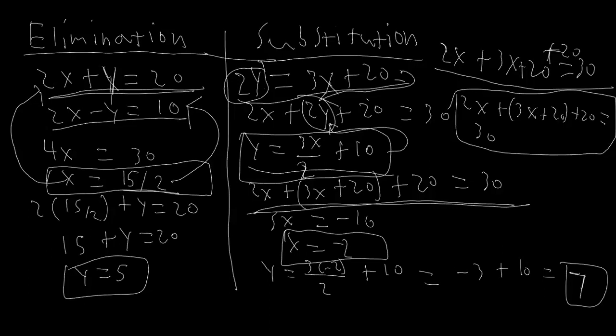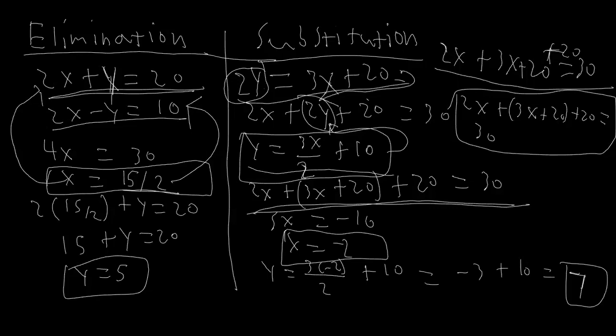So as a recap, for elimination method, you want to cancel out, at least try to cancel out one variable, so that you end up solving for that variable, and then you want to plug that variable right back into one of the equations.